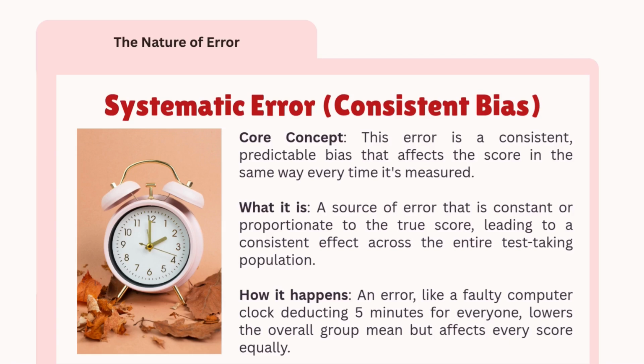So this error is not random. It is usually a bias or a fixed flaw in the measuring instrument or procedure. So it is not the fault of the environment or the test taker, but rather the actual test itself. And since it is the test itself, it affects everyone in a similar way. So systematic error impacts the accuracy of the scores. This is what we call validity, but it surprisingly does not affect test reliability.